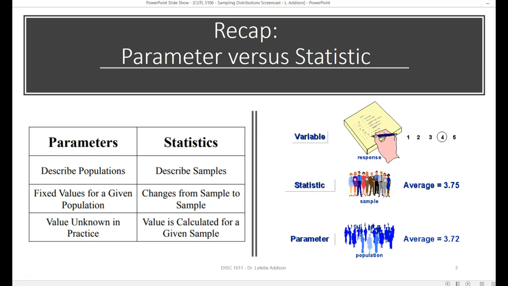So let's look at a quick recap of some of the concepts we used last week, which will enable us to understand today's lecture. Parameters versus statistics. We know that parameters describe populations, whereas statistics describe samples. Parameters give us fixed values for a given population, whereas statistics change from sample to sample. And parameters are usually unknown values in practice, whereas statistics are calculated for a given sample.